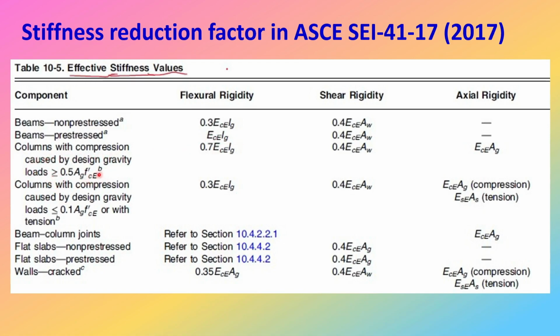Columns with compression of a certain level, where more compressive stress is there, 0.7, and columns where the compression is less, then tensile stress will develop, so it is now 0.3 only. For walls cracked 0.35. Walls uncracked is not given here. So walls cracked 0.35. And shear is the same as earlier, 0.4 everywhere in all kinds of elements. And axial is also 1.0 stiffness reduction factor, ECIG. ECE is given in some cases, indicating it is the expected modulus of elasticity.